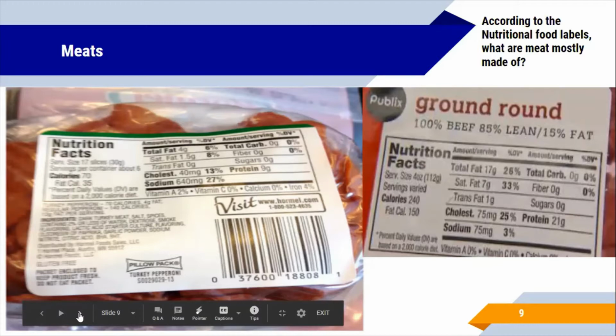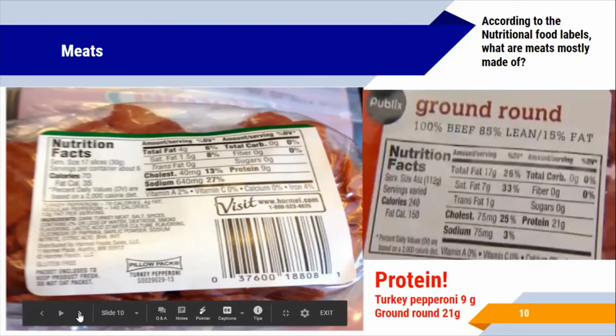All right, guys. What's the answer? Yes, protein. The turkey pepperoni is 9 grams of protein, and the ground round for a great hamburger is 21 grams. This would also be the case of other meats such as eggs. You may find that meats also have a high number of grams of fat as well.